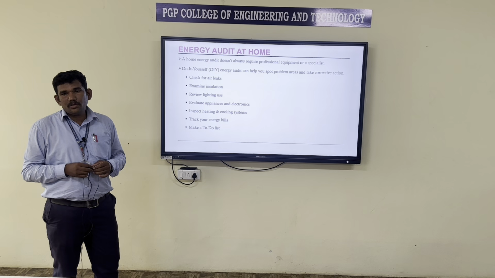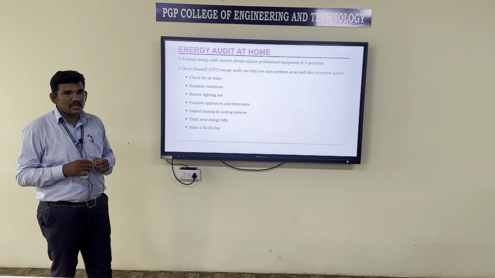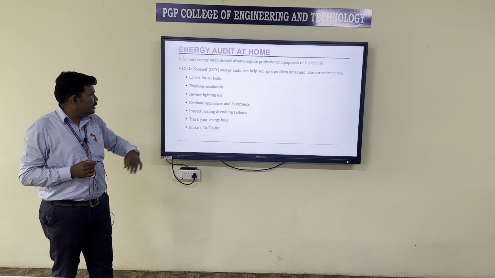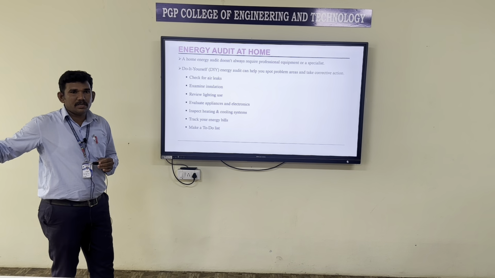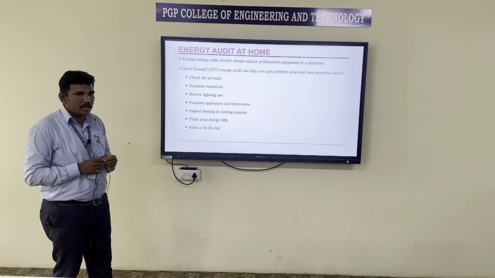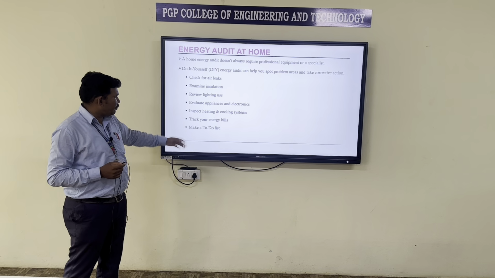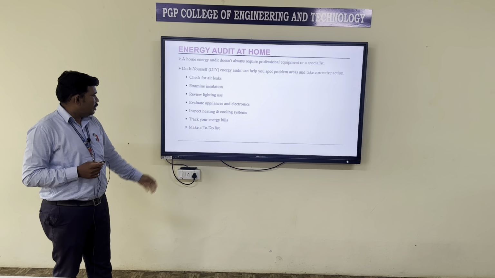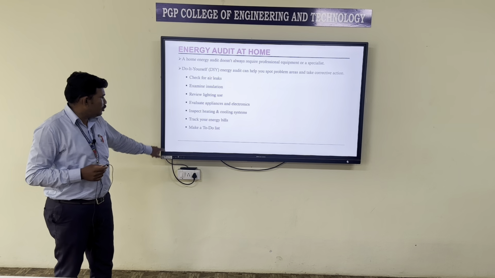Review the lighting usage, by replacing the lights. Evacuate the appliances and electronics. We should not have electronic items nearby, due to interference. Next we have to inspect the heating and cooling system. Track the energy bill and make a to-do list.